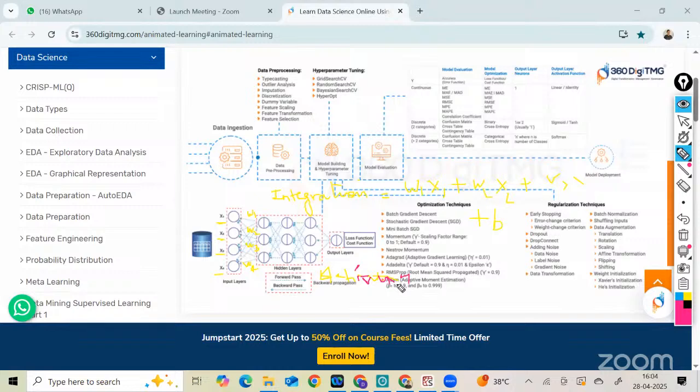We are subtracting from the old weight the eta value times the partial derivative. So what is the new term here when we are updating the weights? It is gradient descent. What is gradient descent? It is iteratively updating the network weights. There are three types: first is batch gradient descent, second is stochastic gradient descent, and third is mini batch gradient descent.